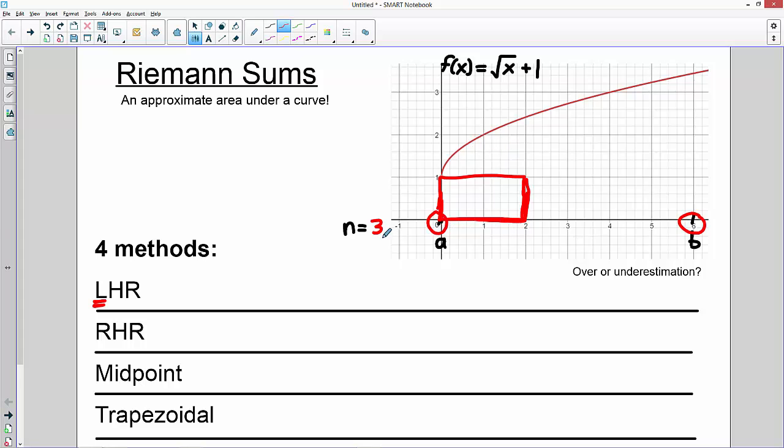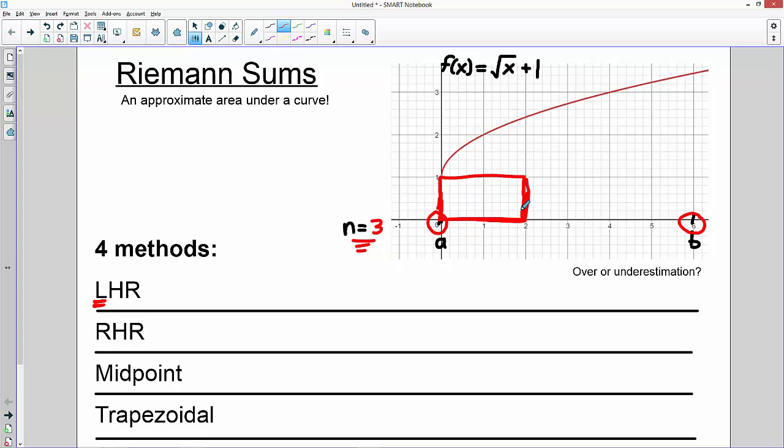Notice I went across 2, again, because they told me the subdivisions were 3. If this had been 6, if they wanted 6 subdivisions, then I would have made a rectangle with width 1, from 0 to 1, and then another one from 1 to 2, and another one from 2 to 3, etc. Okay, I got to make my second one.